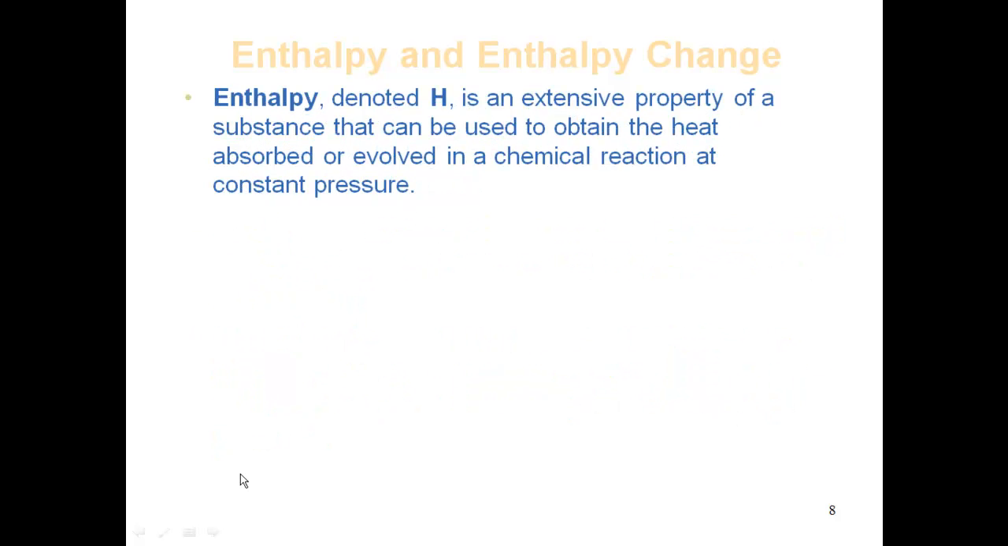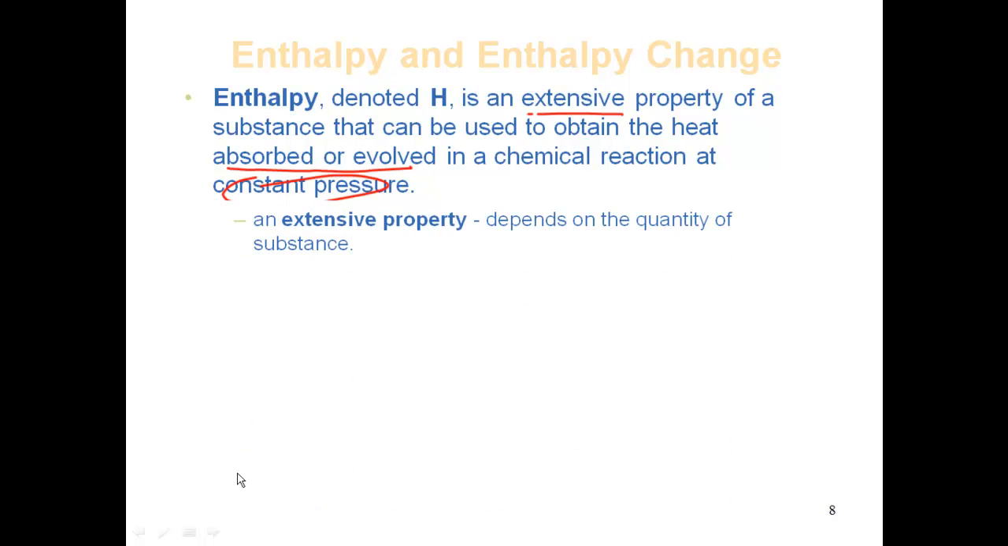Enthalpy is an extensive property of a substance that can be used to obtain the heat absorbed or evolved in a chemical reaction at constant pressure. So when we talk about enthalpy, we're talking about heat either absorbed or evolved in a chemical reaction at constant pressure. Now, another important word in this definition here is extensive. What does it mean that enthalpy is an extensive property? An extensive property depends on the quantity of substance there.